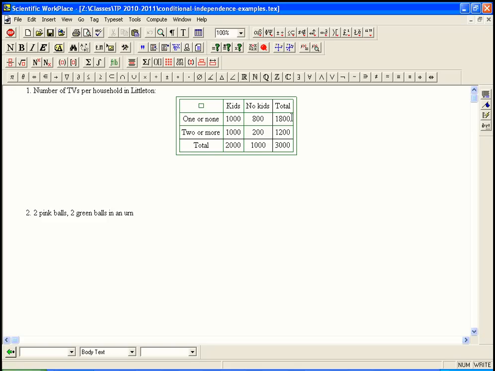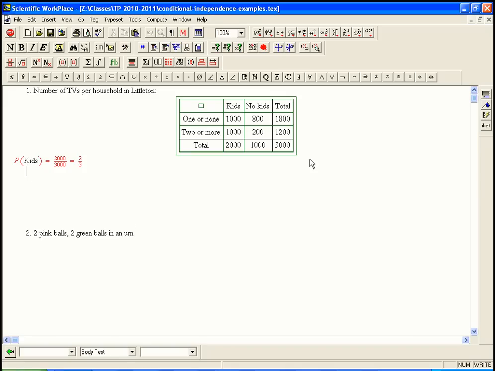One or none was 1,800 out of the total, and two or more was 1,200 out of the total. And then here's the number broken down into number of TVs versus number of kids. So calculations we could do, for example, would be the probability of having kids. That's just going to be 2,000 over 3,000. So that's 2/3. 2/3 of the households have kids.